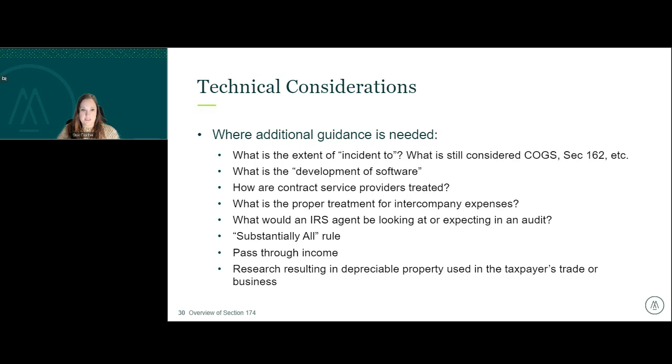Another area that we're looking into is the research resulting in depreciable property that is used in a taxpayer's trade or business. An example of this would be a pilot model, where a company designs and develops their own piece of equipment, for example, and then that's going to be used in the manufacturing process. But it's R&D in the meantime. It's a prototype, a working prototype or pilot model. The code covers that if you dispose, retire, or abandon the R&D, you would still have to amortize it over the 60 months, but it doesn't cover if it becomes depreciable property used in your trade or business.